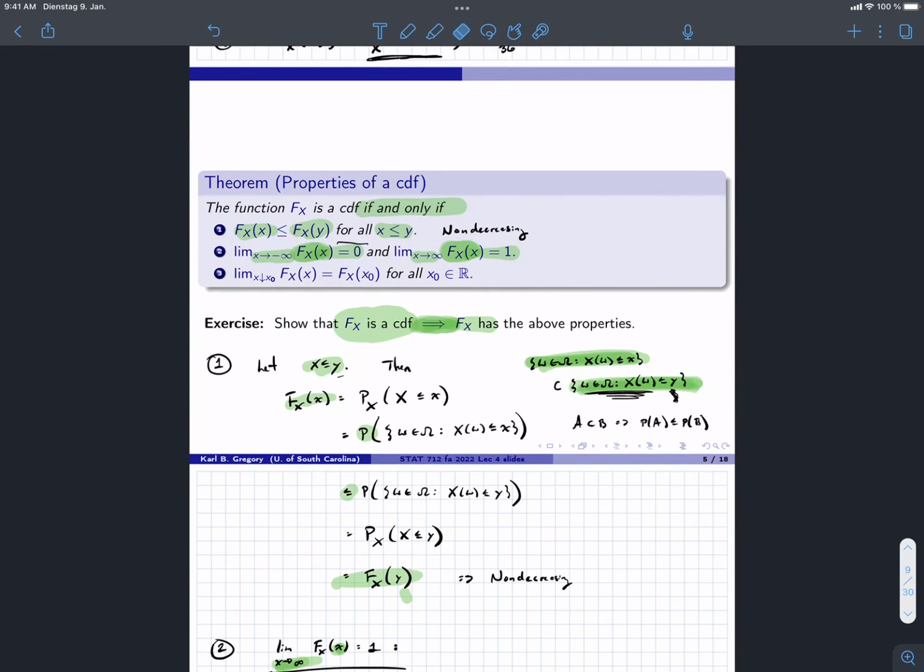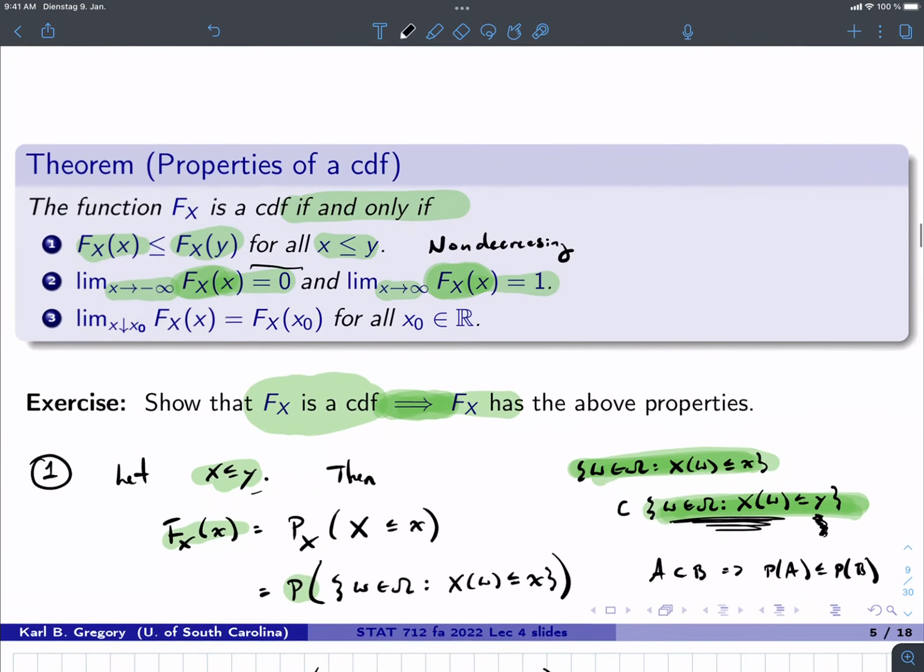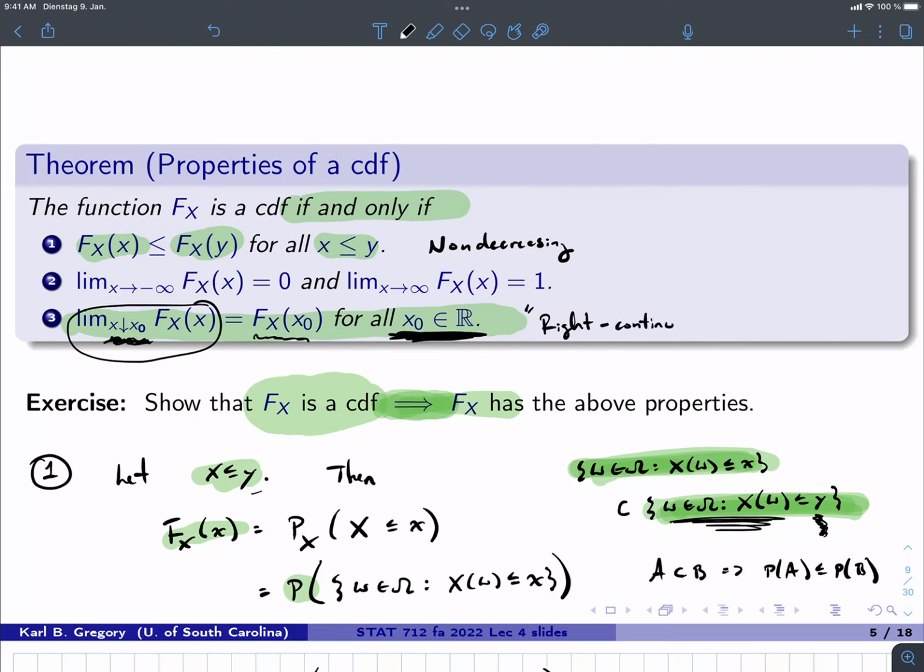Now, let's look at the third property. This is important. It looks a little bit strange. It says for any value x0 in the real numbers, if I take the limit of the function x coming from above down to x0, then I get x0. We're going to call this property right continuous. So the function needs to be right continuous.